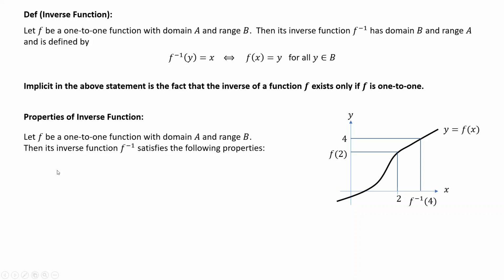And properties of inverse function. Let f be a 1-to-1 function with domain A and range B. Then its inverse function f inverse satisfies the following properties. Yeah, this is the key. f inverse of f of x is equal to x for all x in A, in the domain. Similarly, f of f inverse of x must be equal to x for all x in B.